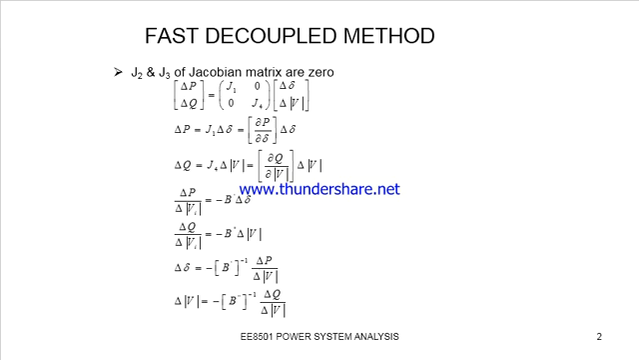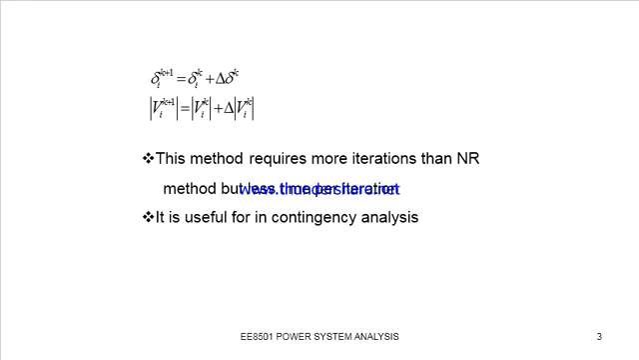Here we can calculate the value of ΔP and ΔQ, and then obviously we can find out the ratio of ΔP by ΔVi and ΔQ by ΔVi, where we can also find out the Δδ and the ΔV value with this. So in this manner we can calculate for the fast decoupled method.